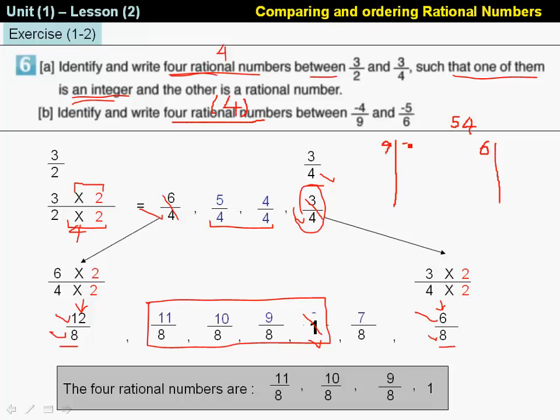So 9 divided by 3 is equal 3. 3 divided by 3 is equal 1. 1 divided by 1 is equal 1. So 9 is equal 3 times 3 times 1. 6 divided by 2 is 3. 3 divided by 3 is equal 1. 1 divided by 1 is equal 1. So 6 is equal to 2 times 3 times 1.